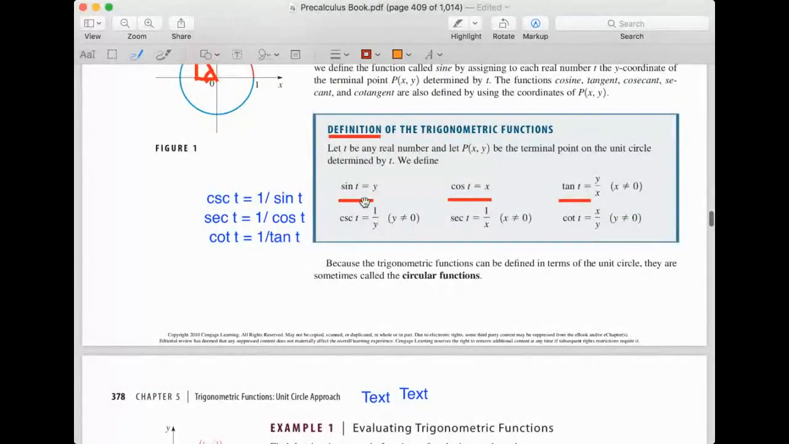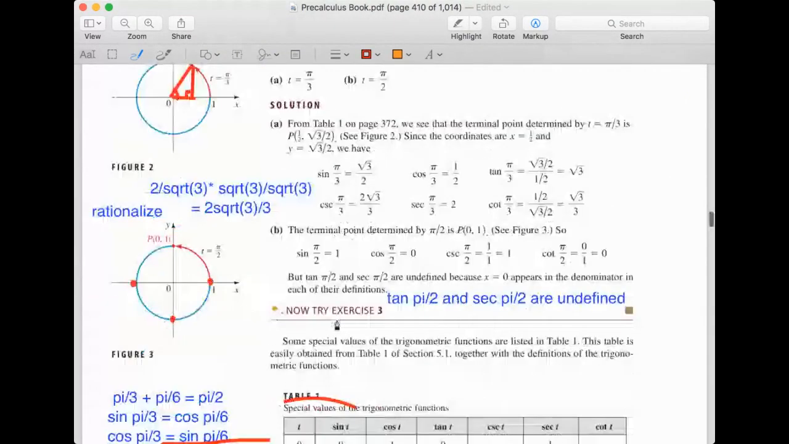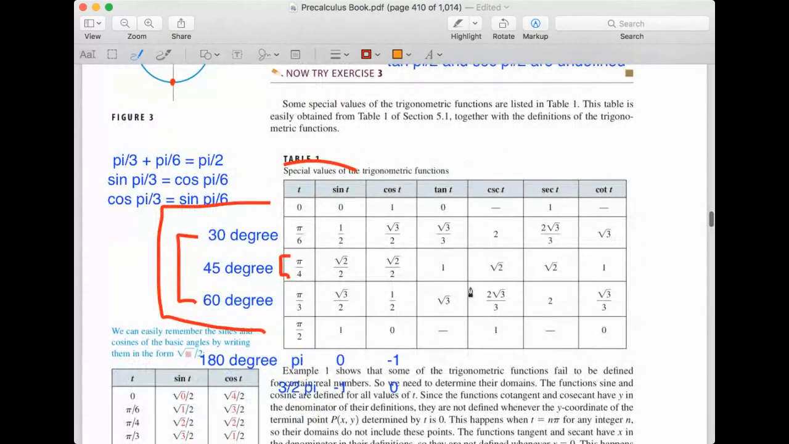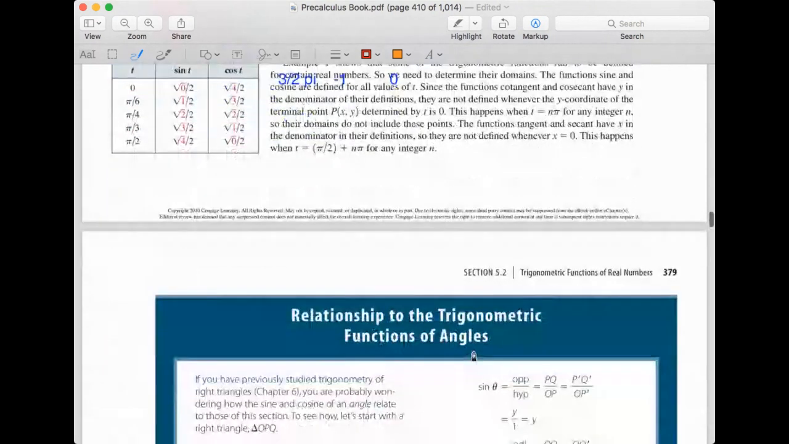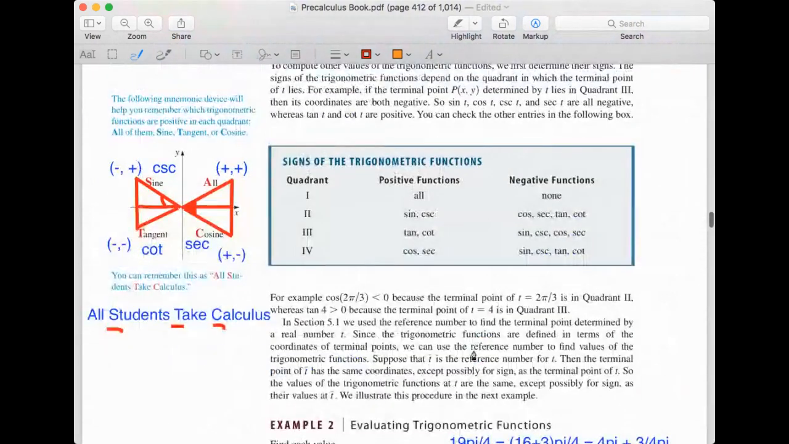Okay, so we know the definitions of sine, cosine, tangent. And indeed, as long as we know sine, we know the rest of it. And this table is important to remember. Those special angles, in calculus class, we always use those special angles. And at least remember the sine values. We use this, All Students Take Calculus, to remember the signs of sine, cosine, which come from those right triangles, right?